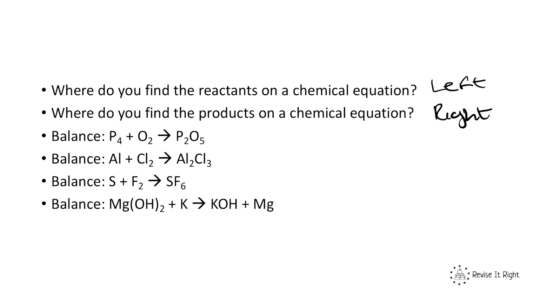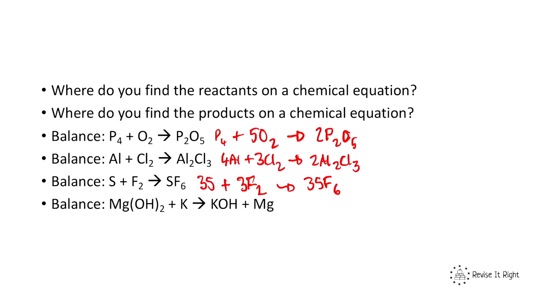Okay, so now I'm going to quickly go through the first 3 balancing ones. I've already done the answers for you here. For question 3, you should have got P4 plus 5O2 makes 2P2O5. For the next one, you should have got 4Al plus 3Cl2 goes to 2Al2Cl3. And for the third balancing equation, you got 3S plus 3F2 makes 3SF6.